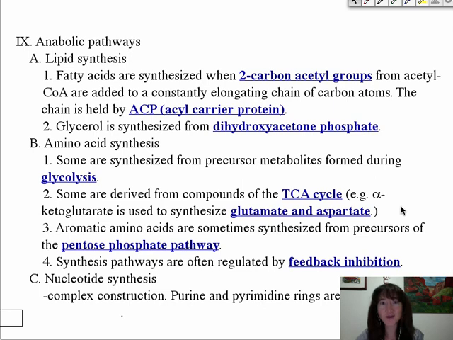A lot of you did a great job on that question on the exam and understanding the idea of feedback inhibition. Nucleotide synthesis is something that we are not going to cover, but if you take the full year-long biochem, you can look forward to the purine and pyrimidine synthesis that goes into the complex construction, or anabolism, of nucleotides.